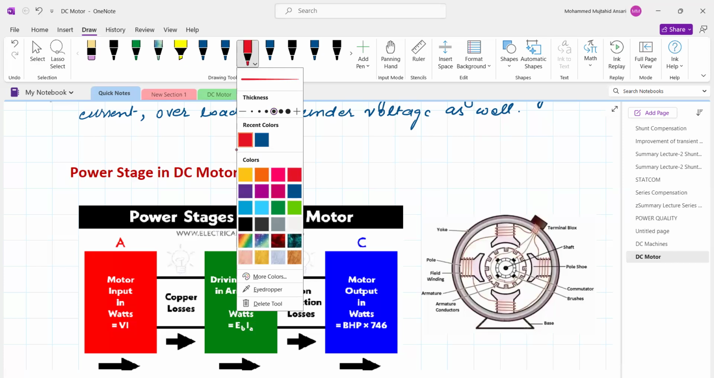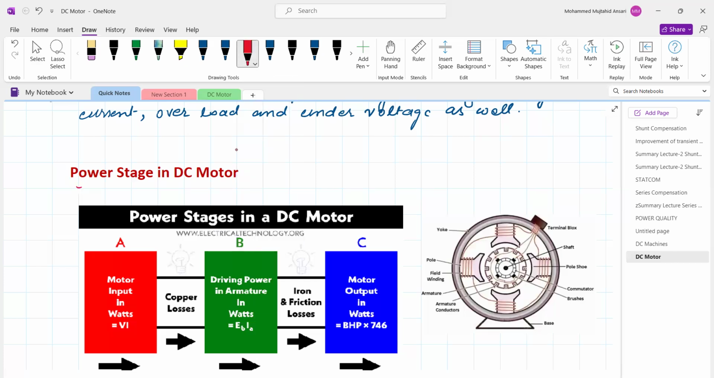In this figure, the input to the machine is the motor input in the form of electrical energy, which is V into I. Power input is equal to V into I, in watts. So this much wattage is the input to the motor. There are some copper losses which occur in the armature as well as the field winding. In addition to the copper losses, there are iron losses also. If you subtract the copper losses, that is the gross mechanical power developed by the motor.